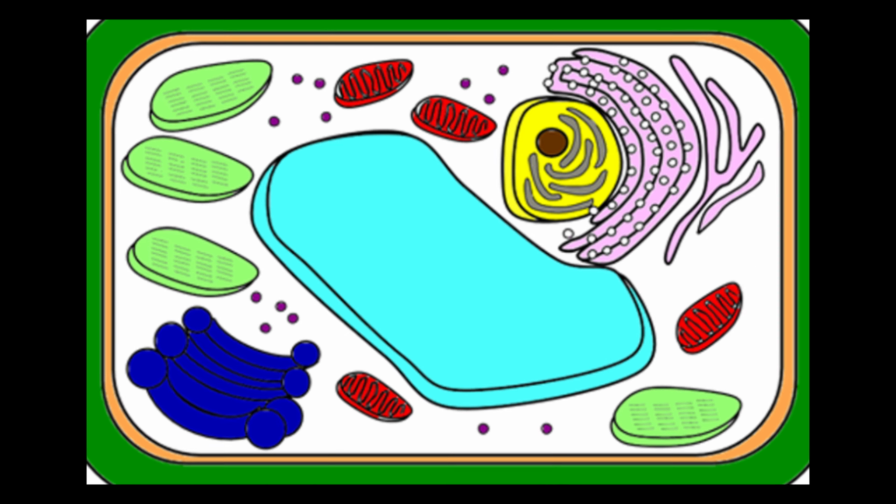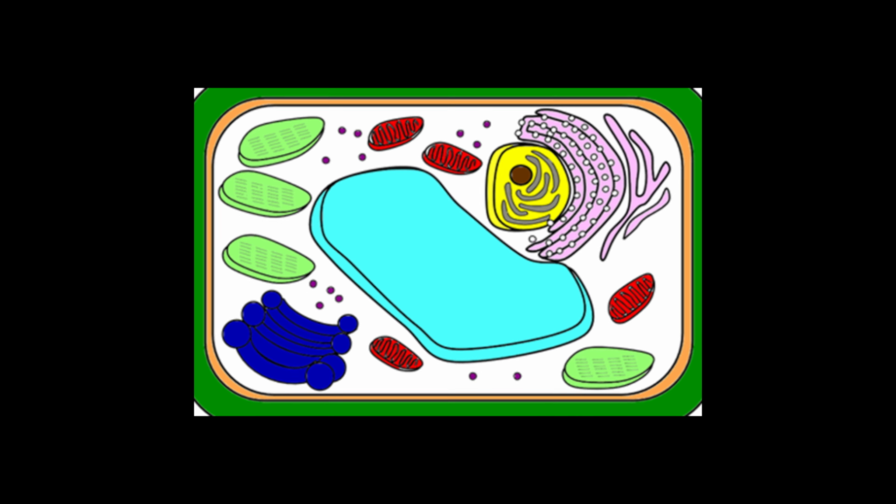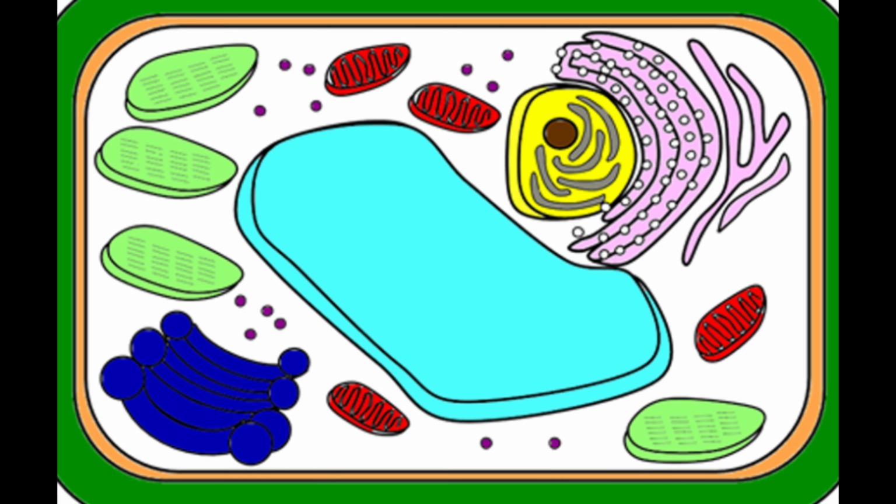Together, all these parts make the plant cell a green, self-sufficient factory of life.